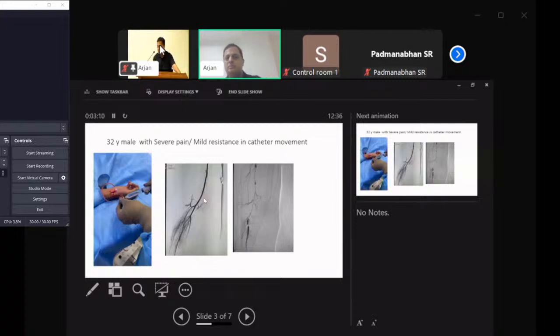Here I'm just showing you one example. I don't know if you can see the cursor. This is the angiographic run. This is the sheath inserted. This is the angiographic run, and this patient experienced significant pain, and you can see the artery has gone into spasm.